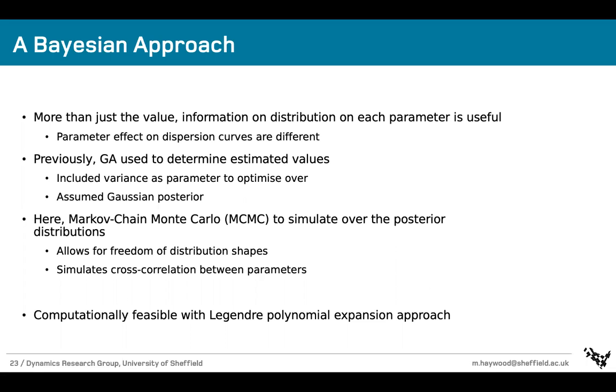Previously, a genetic algorithm was used, which worked really well, and they did it on a matrix method. But this included the variance as a parameter to optimize over, and it assumed a Gaussian posterior. Whereas here, what I've done is use a Markov-Chain, actually a Hamiltonian Monte Carlo, to simulate the posterior distributions, which gives us freedom in the distribution shapes, which we'll see is important later on. As well as this, it simulates the cross correlation between the parameters themselves. Previously, this wasn't really feasible because the matrix methods we used were really computationally expensive, and it was just a nightmare to run with Markov-Chain Monte Carlo.